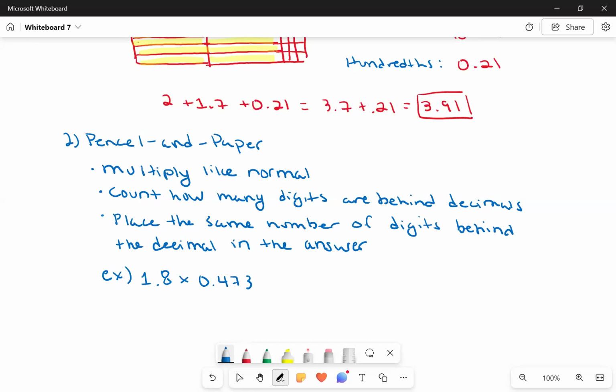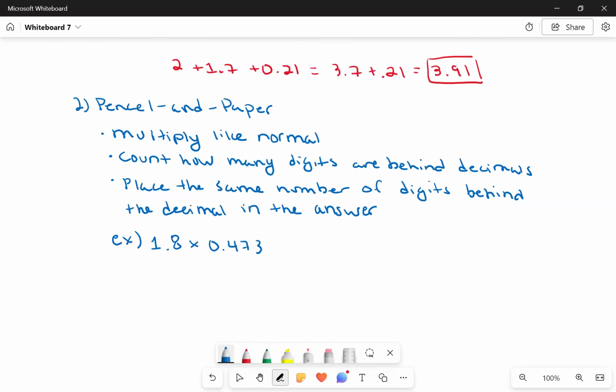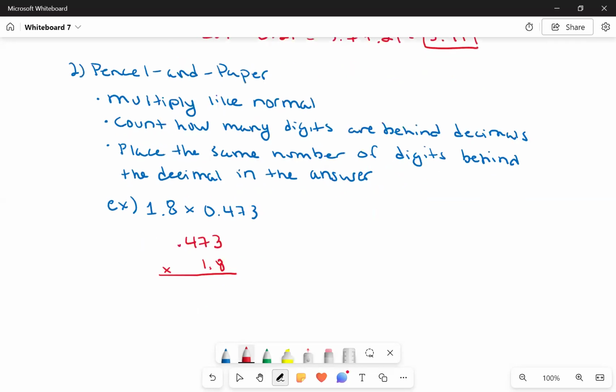And I'm going to go ahead and write the bigger of, in terms of number of digits, first. So I'm going to take the 0.473 and write it first, just because there's more numbers literally. And then the 1.8. So I don't need to line up the decimals. In fact, you can ignore the decimals if you wanted to. You could just do 473 times 18. You really could.